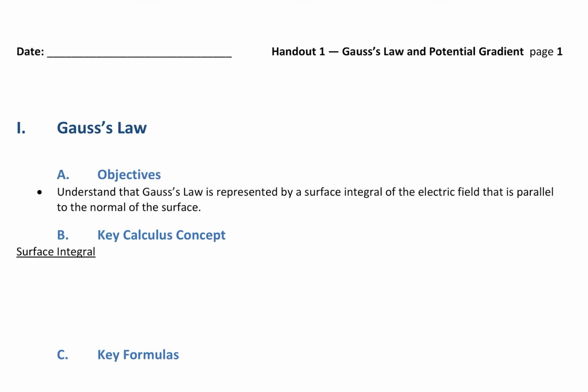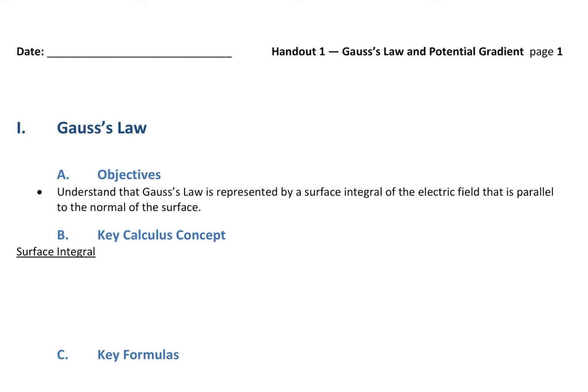Hello, and welcome to the first handout for the calculus supplement for the second semester of college physics. These handouts are going to be all about electricity and magnetism and other modern physics topics like relativity and quantum mechanics. And we're going to start with Gauss's law, the topic of today's lecture.